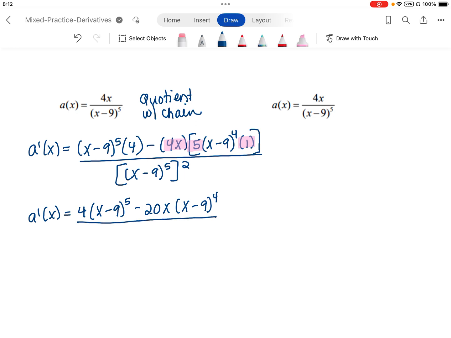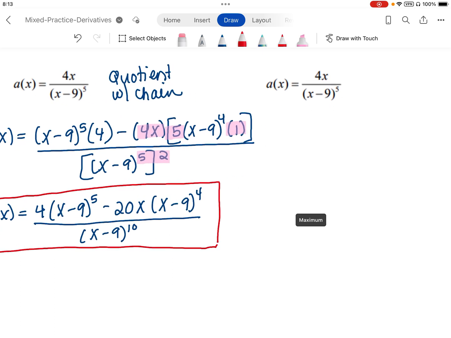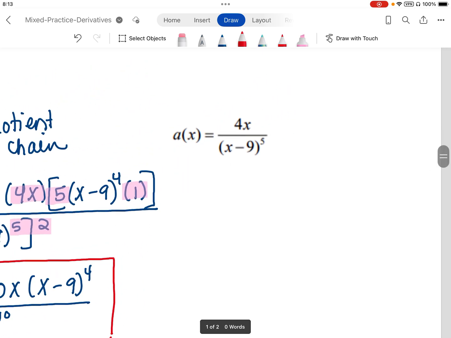Okay, and then I can simplify, so I can multiply that 5 and 2 together, and that'll be a 10. Okay, so I can write my answer a little bit simplified in this form here. Remember we talked about how simplifying it a little bit is going to help us when we have to key these derivatives into Excel.